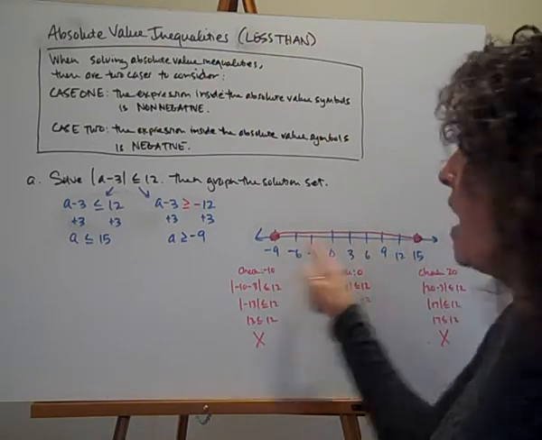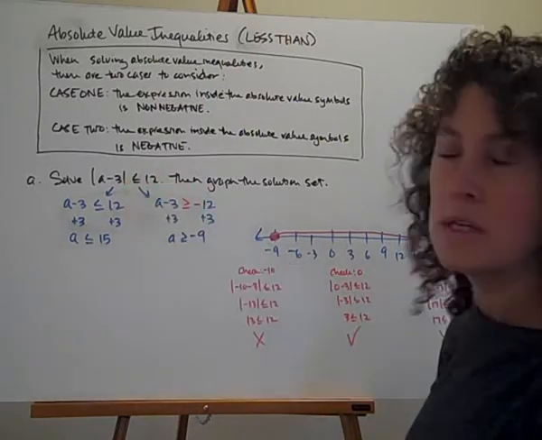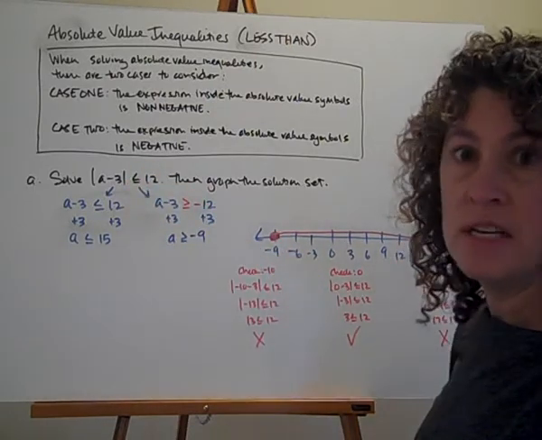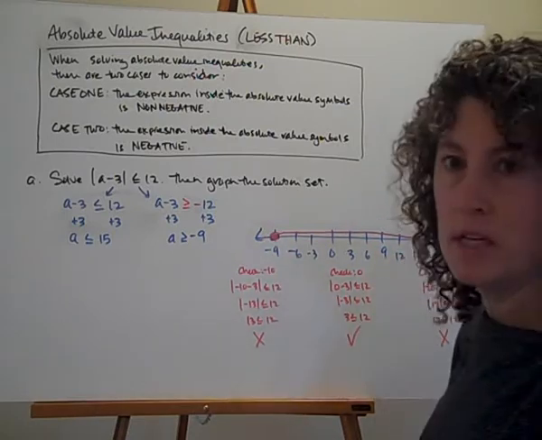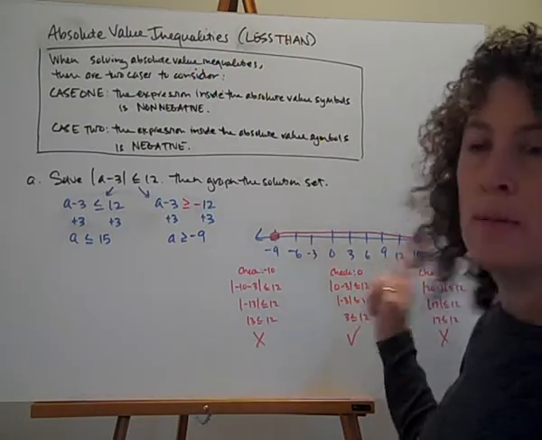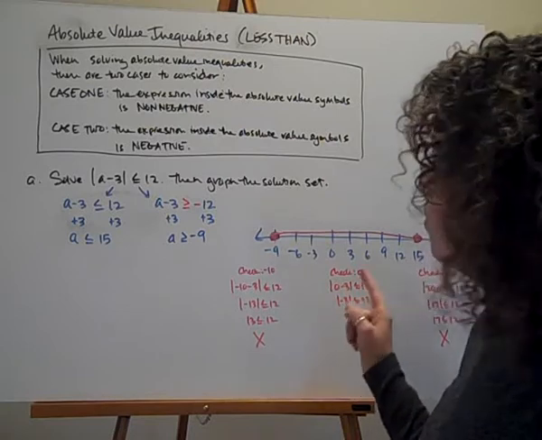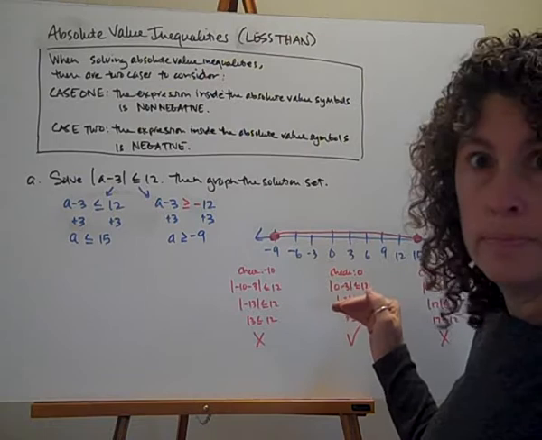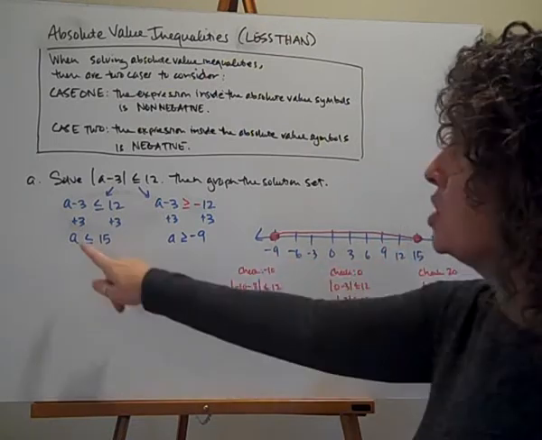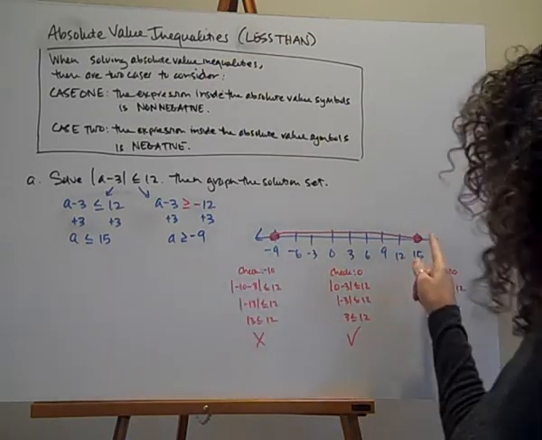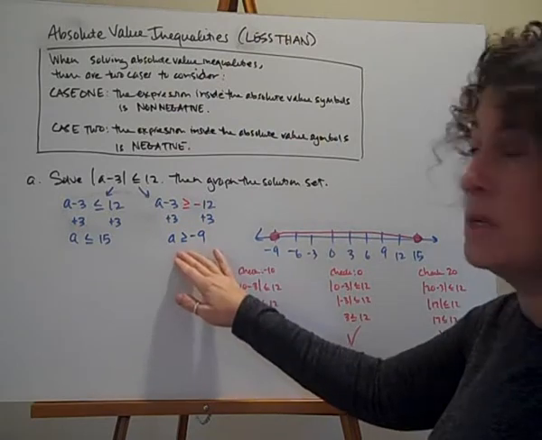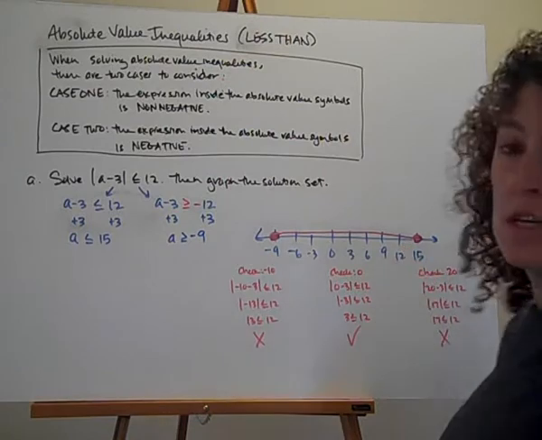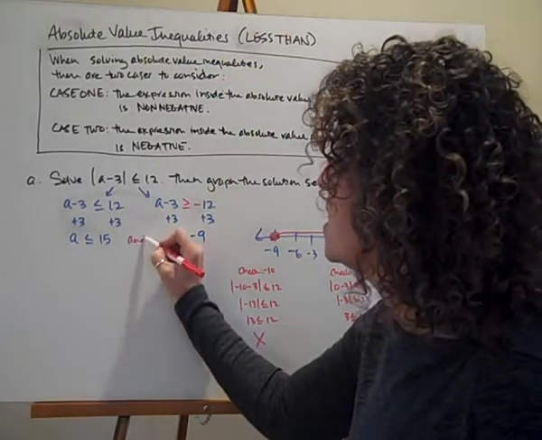So I know that the graph of the solution set for this absolute value inequality is between negative 9 and 15 inclusive. I'm including negative 9 and 15. And I know that when I look at this number line, this is a number line for an and. This is an intersection of two: a is less than or equal to 15 and a is greater than or equal to negative 9. So it's an intersection of the two, which means this is an and.